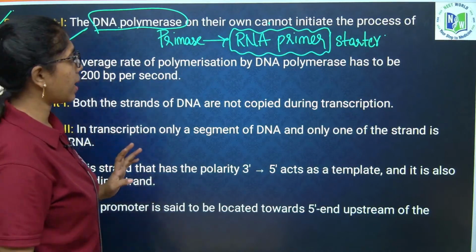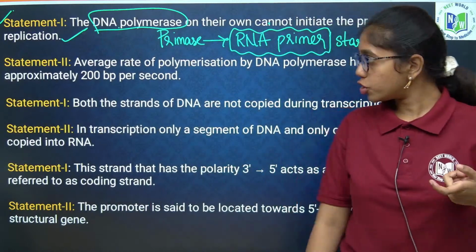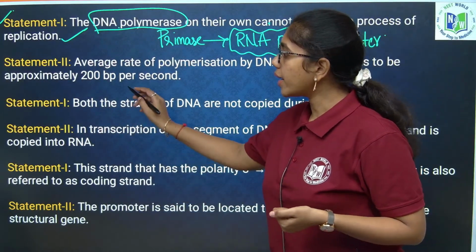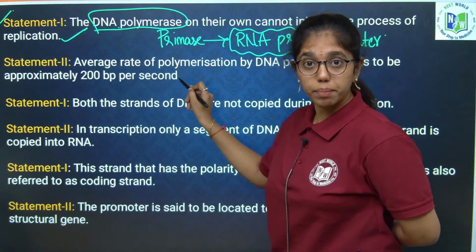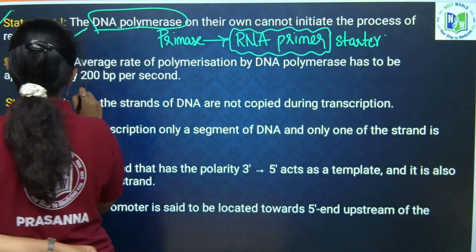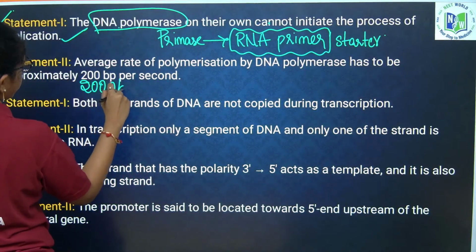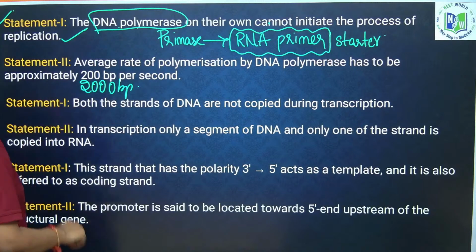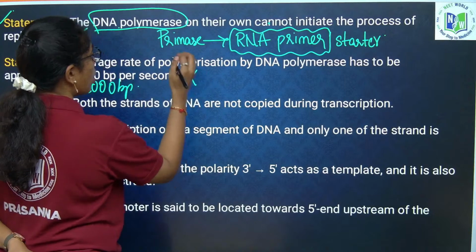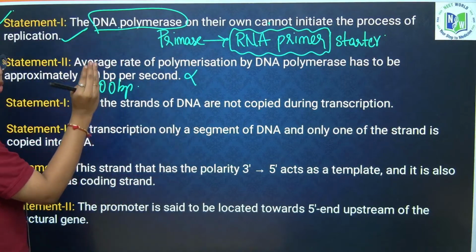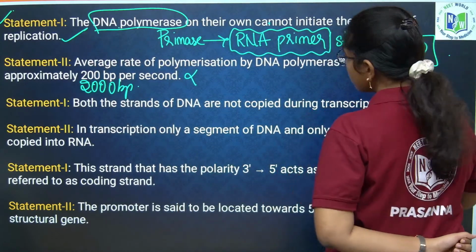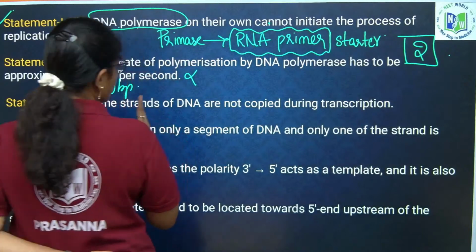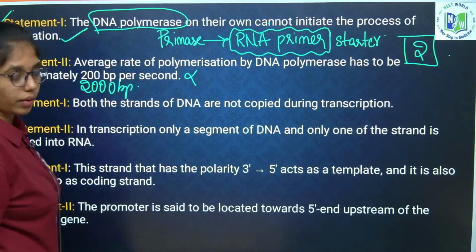Average rate of polymerization of DNA polymerase is approximately 200 base pairs per second, he is saying. No, it is not 200 base pairs per second, it is 2000 base pairs per second. See how important your NCERT statements are, it is directly asked from this. So yes, this is wrong. When statement 1 is true and 2 is false, then you have to choose what option, beta? Option 2.